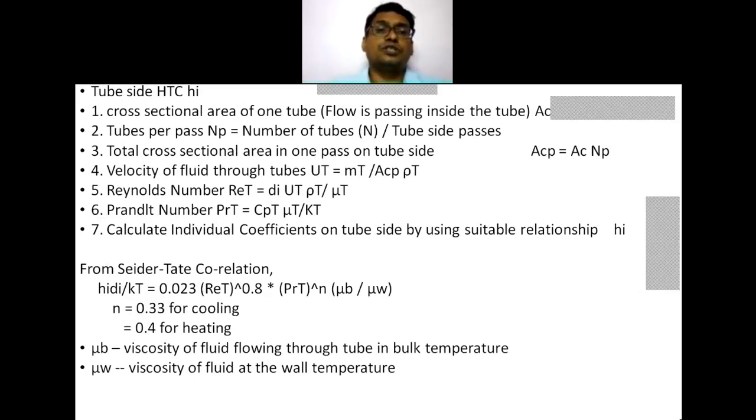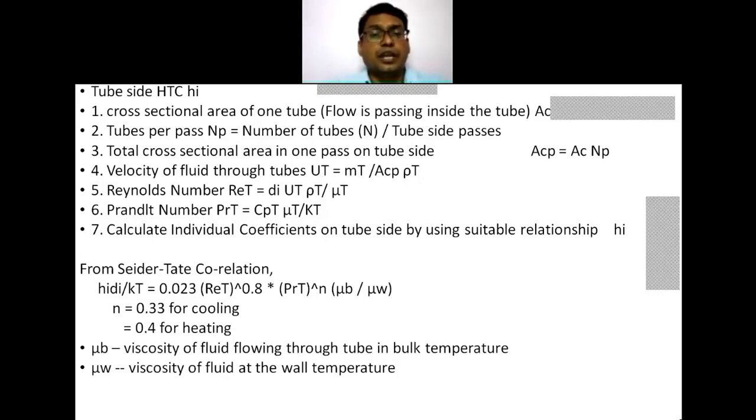First we have to consider the cross sectional area of one tube, which is pi by 4 into di square. Then the number of tubes per pass, NP, which is equal to the total number of tubes upon the tube side passes. Then next is the total cross sectional area in one pass on the tube side. Then the velocity of the fluid through the tubes, ut, which is equal to mt upon Acp rho t.